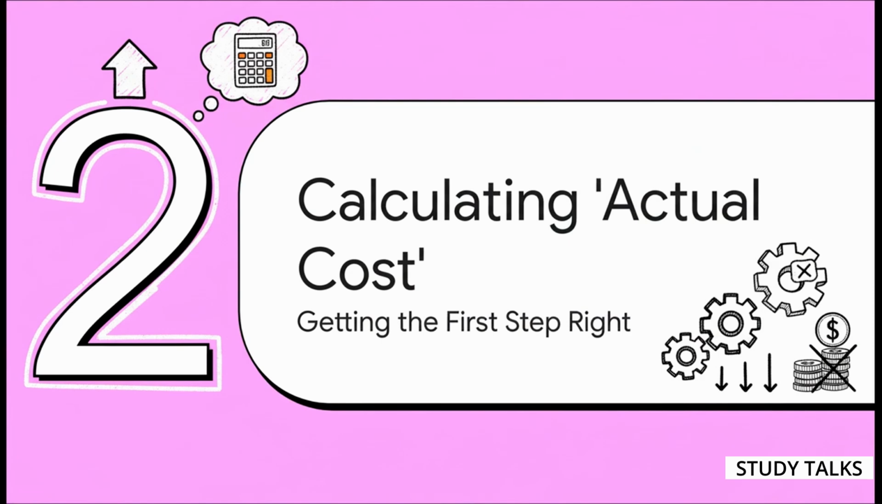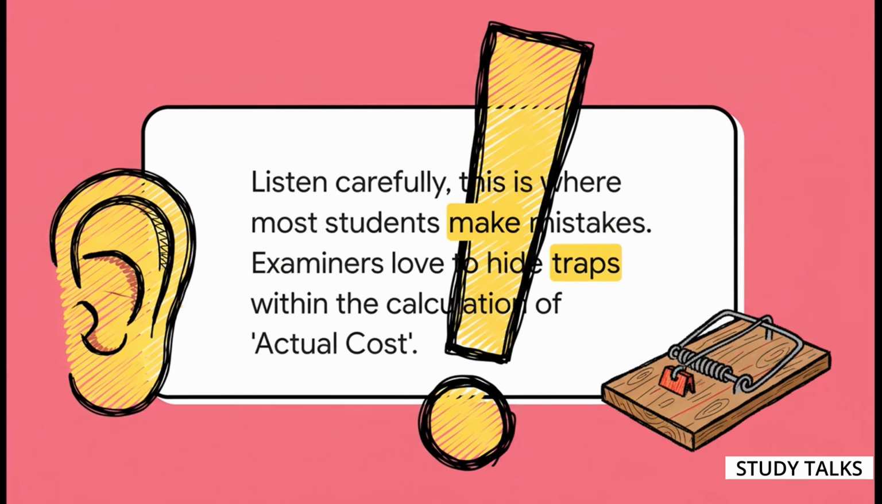All right, next up, calculating actual cost. Remember step 2 in our formula? This is it. And if you get this number wrong, it's going to cost you marks all the way through your answer. So let's make sure we get it right. Okay, I need your complete attention for this next part. Please listen carefully, because this is where most students make mistakes. Examiners just love to hide little traps inside the actual cost calculation. But don't worry, we're going to spot them every single time.